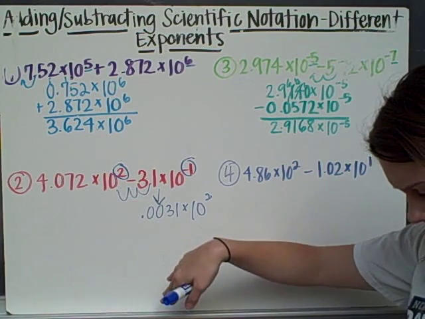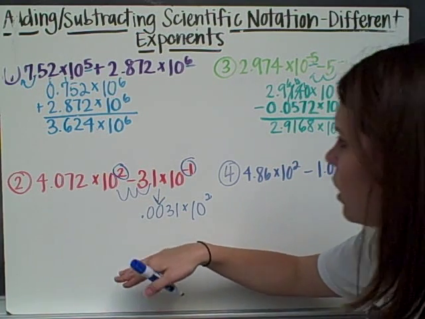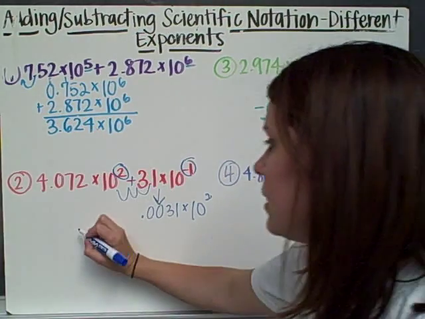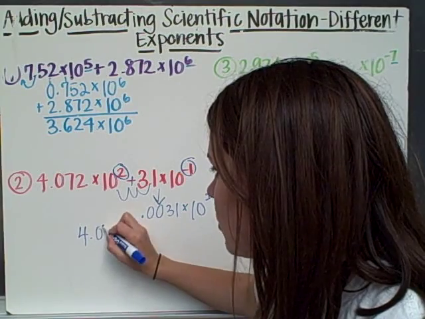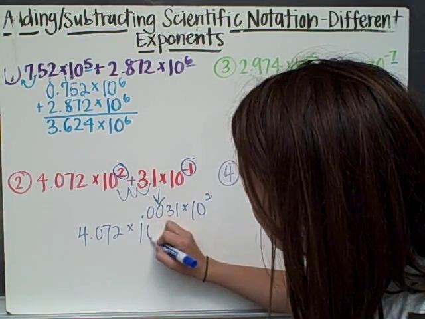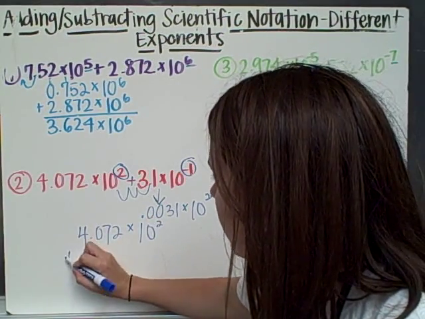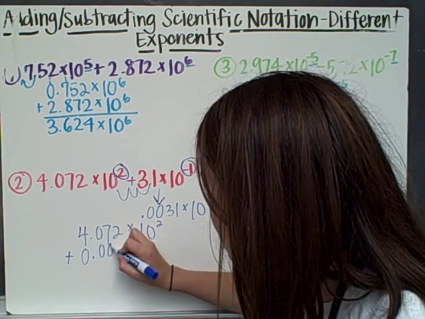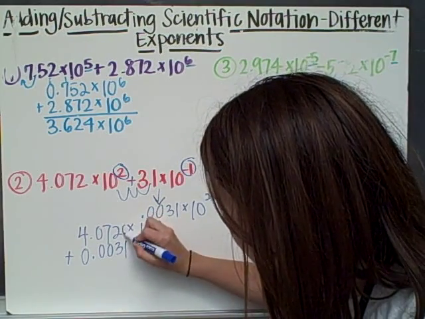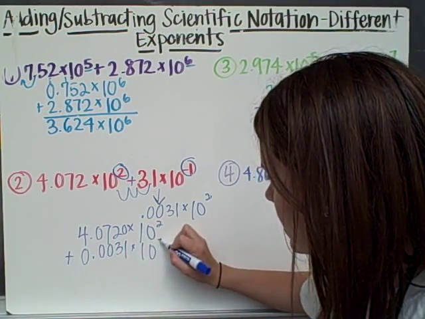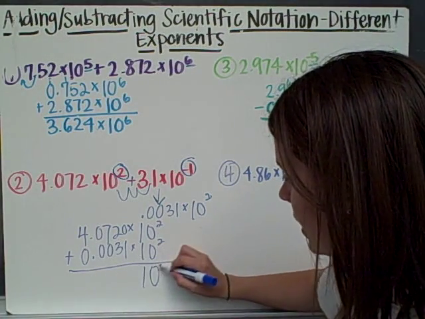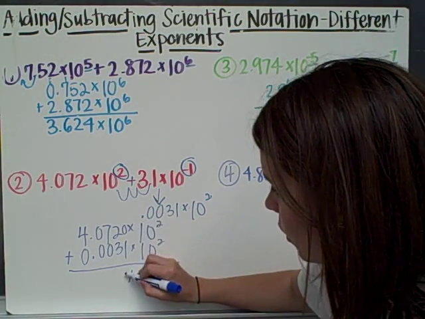So now we can take this and subtract it. Oh, no, that should be an addition sign. Sorry. We're going to add it. So we have 4.072 times 10 to the second plus 0.0031, and so I'm going to add a 0 there, times 10 to the second. These bases are the same, so we rewrite the times 10 to the second.